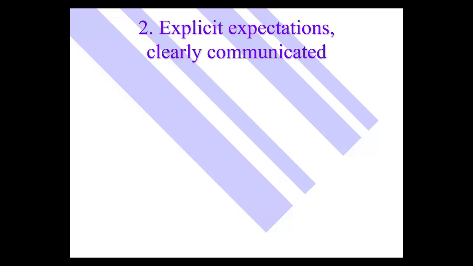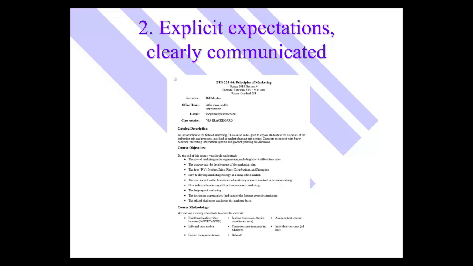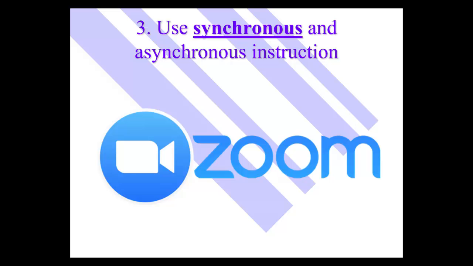Okay, number 2, explicit expectations clearly communicated. We just can't be too explicit here, and we have to make our syllabus come alive and continually talk with our students as to exactly what is expected of them. 3, use synchronous and asynchronous instruction. Okay, we have scheduled class times, and we are going to meet with our students at scheduled class times, possibly in a physical classroom, but possibly in a virtual classroom via Zoom or WebEx.